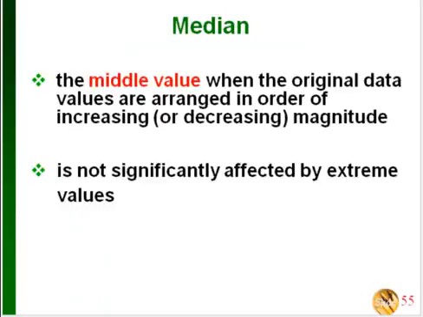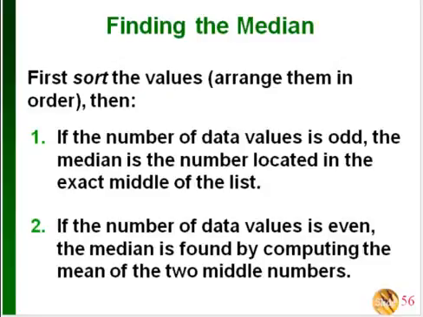To find the median, you just want to find the middle value when you've got the original data arranged in order of magnitude, so either from smallest to greatest or from greatest to smallest. The important thing about the median is that it's not significantly affected by extreme values. So if you have a value that's a lot larger than the rest or a value that's a lot smaller than the rest, it won't affect the median by very much.